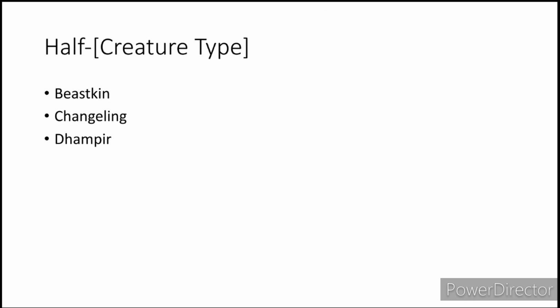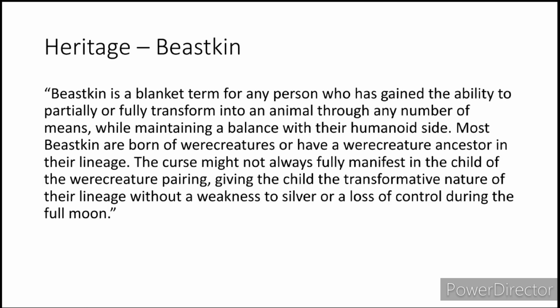Alright, next we have our creature half-types. Your Beastkin, Changeling, and Dhampir. First off is the Beastkin. Beastkin is a blanket term for any person who has gained the ability to partially or fully transform into an animal through any number of means.